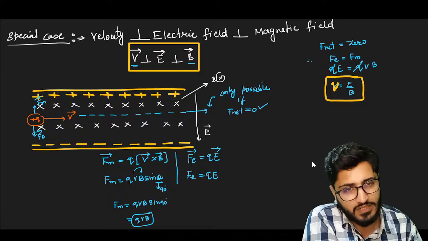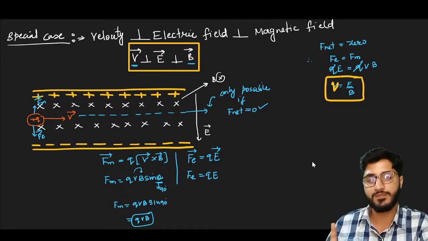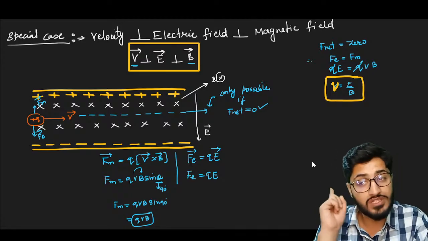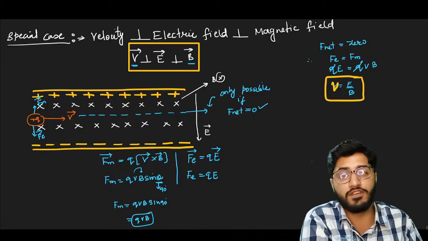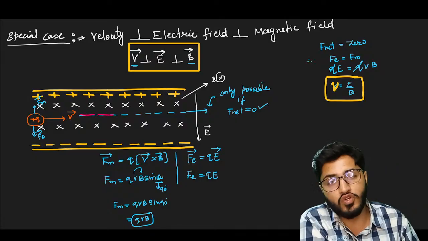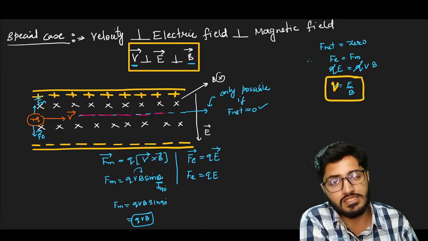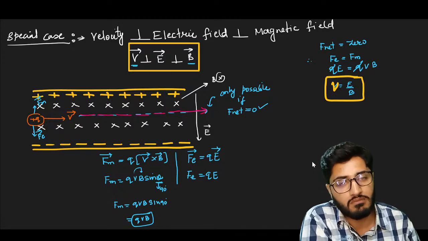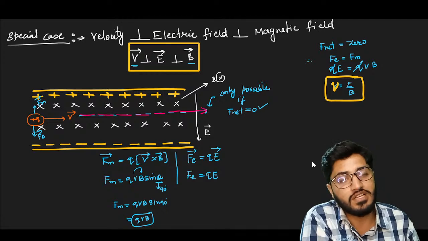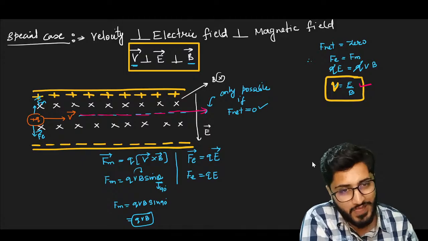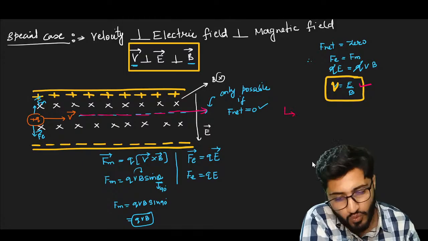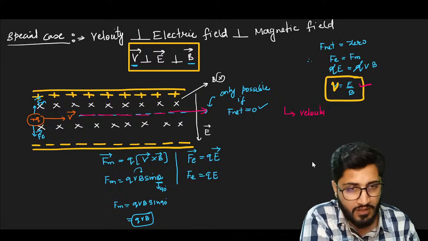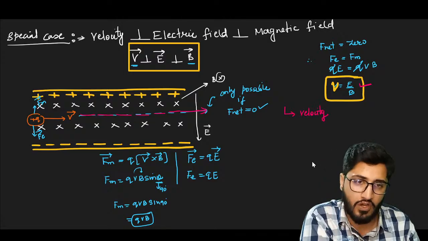That means only those charged particles will cross this path without deviation whose velocity is equal to the ratio of electric field and magnetic field. Okay, and this topic is known as velocity selector.